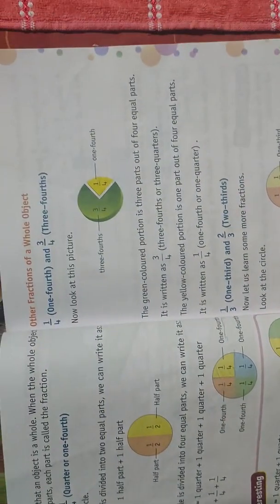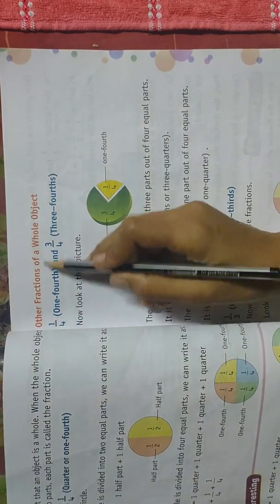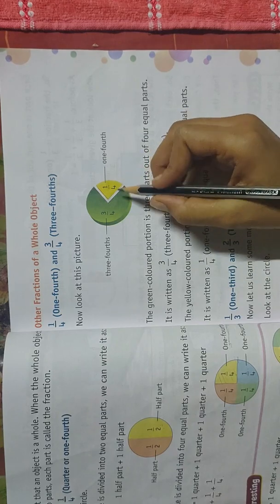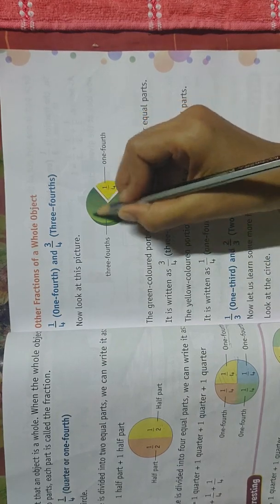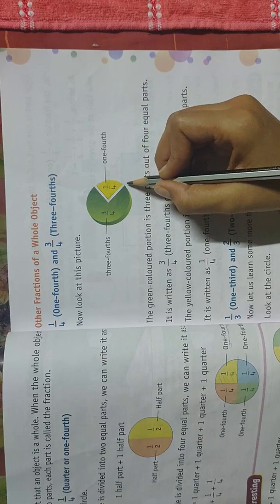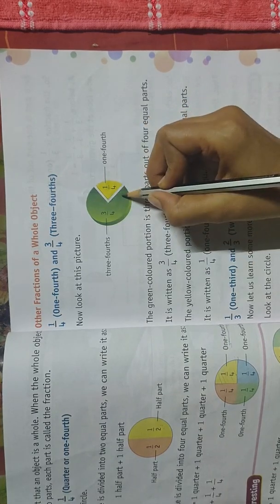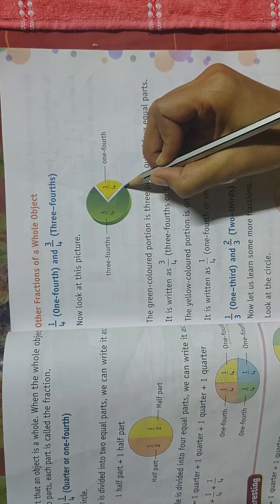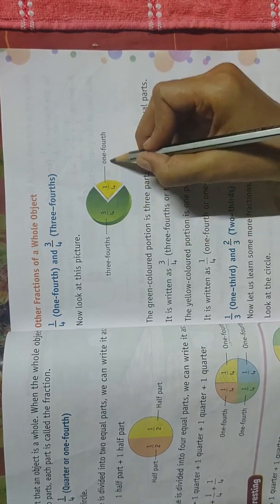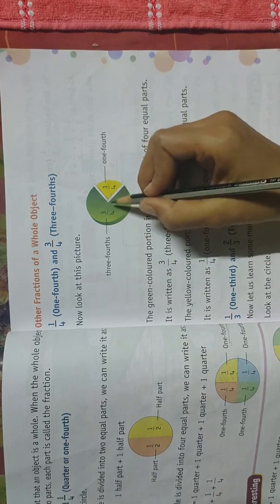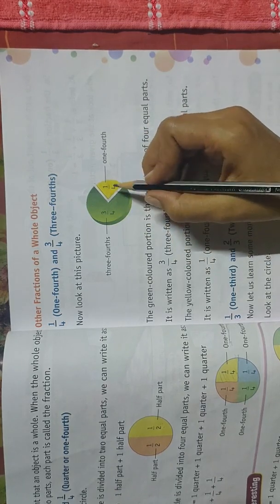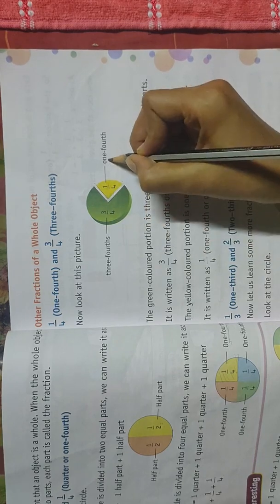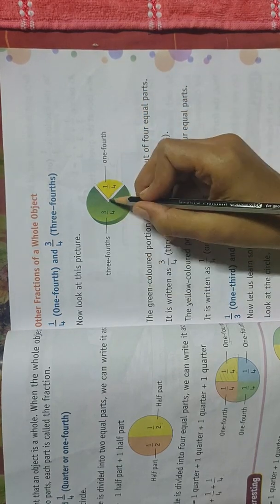Next is given other fractions of a whole object. Now one whole object is given, and you can assume this as a cake. Now we have cut this cake into this piece. So this piece is 1/4 of the cake. So how many are left? If we divide this, 1/4 is here and the remaining 3/4 part is there.